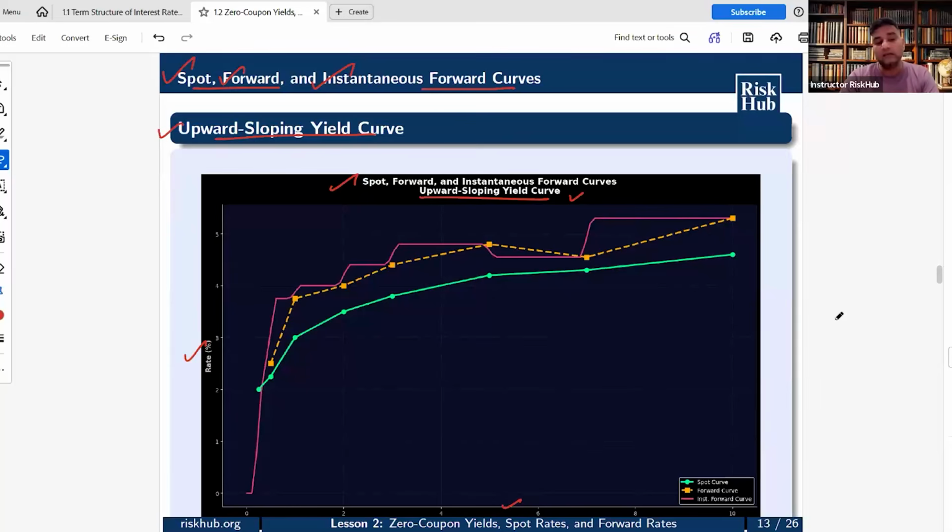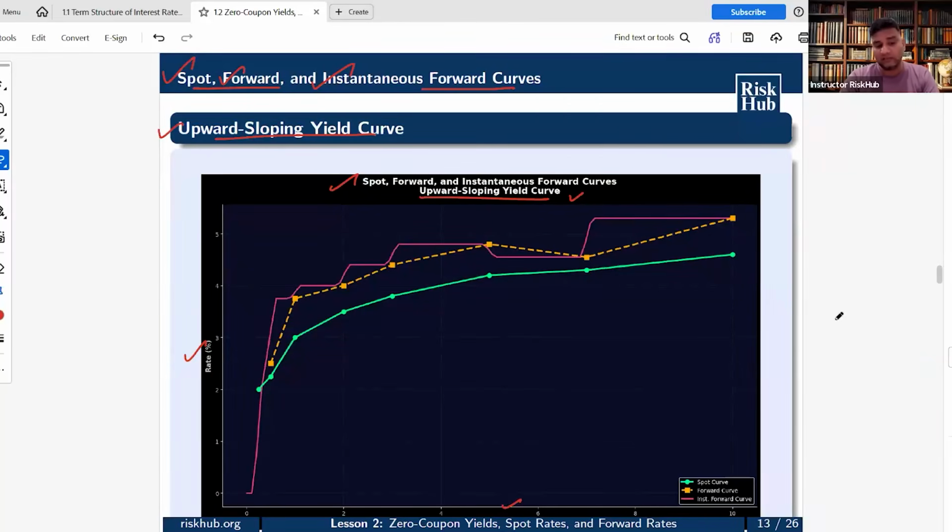The one thing the picture shows is that when the spot curve slopes upward, the forward curve lies above it at every maturity, and the instantaneous forward curve lies above the forward curve. The ordering follows from the averaging relation on slide number 12. The spot rate is an average of forwards up to that maturity, and an average can only rise if the new values being added are above it.